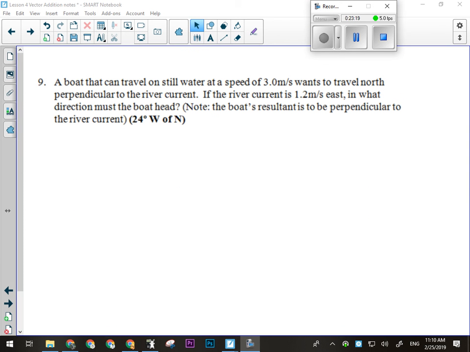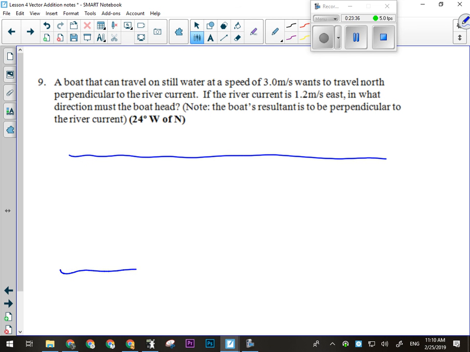So with number 9, we have a boat that on still water can travel at a speed of 3.0 meters per second. In other words, they're telling you the rowing speed of the boat, 3.0 meters per second. It wants to travel north, perpendicular to the river current. So here's our river. We're going to draw it like the rivers here that all flow which direction?